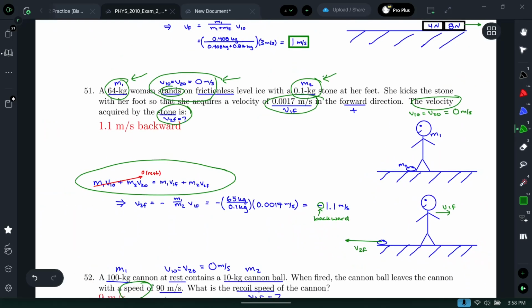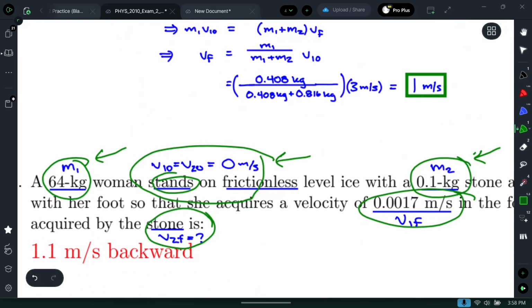So these problems really, I think, just come down to identifying what goes where in the equation. And for that, you just have to be strict about identifying what is object 1 and what is object 2. The choice is up to you. There's no reason one thing should be called 1 or 2. You just pick, and you just stick with that. In this case, I picked that the woman is object 1, the rock is object 2, but then I just had to not mix myself up.